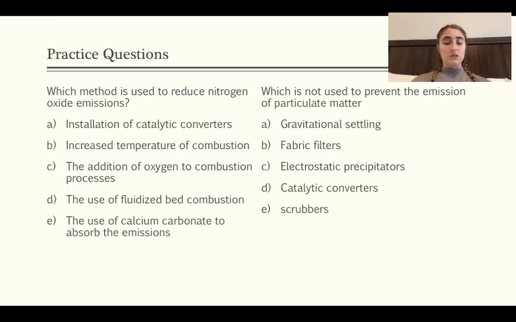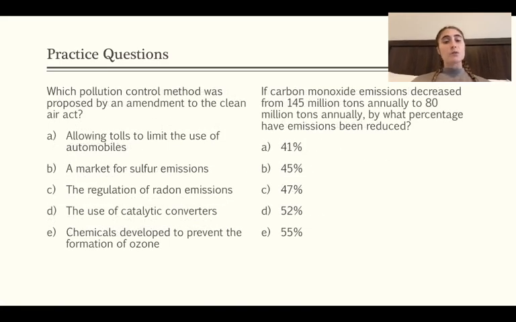Okay, that was the end, so let's do some quick practice questions. So which method is used to reduce nitrogen oxide emissions? And in this case, the answer is A, the installation of catalytic converters. Which is not used to prevent the emissions of particulate matter? The answer here is D, catalytic converters. And then which pollution control method was proposed by an amendment to the Clean Air Act? In this case, it's a market for sulfur emissions, so the buying and selling of sulfur allowances.